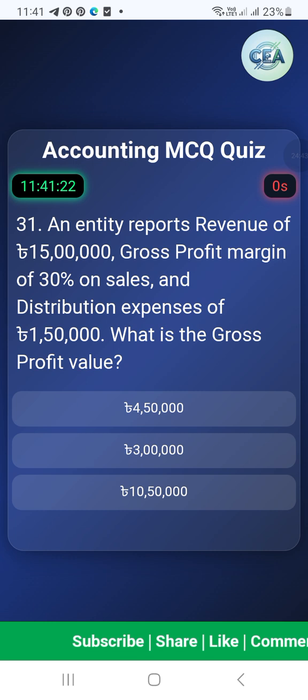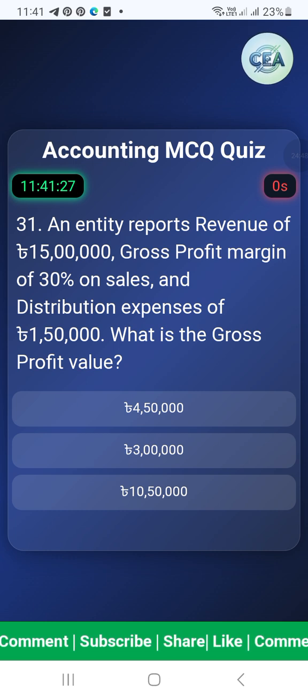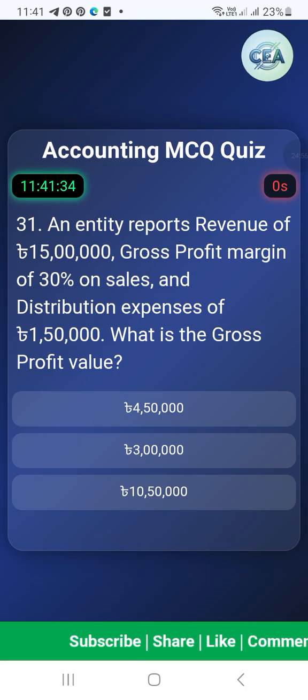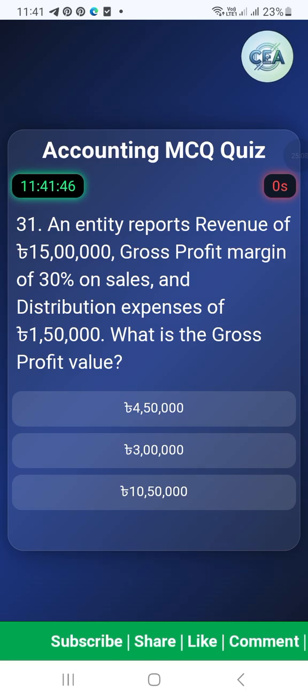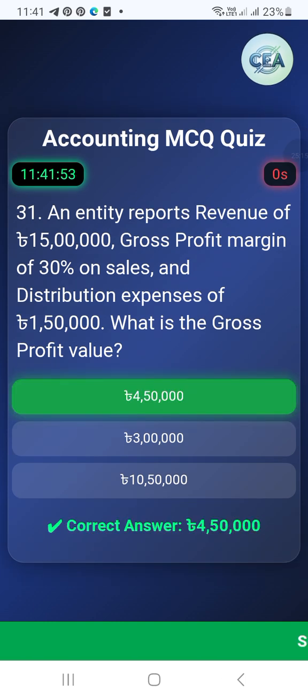31. An entity reports revenue of 1,500,000 takas, gross profit margin of 30% on sales, and distribution expenses of 150,000 takas. What is the gross profit value? Option 1. 450,000 takas. Option 2. 300,000 takas. Option 3. 1,050,000 takas. Correct answer is 450,000 takas.